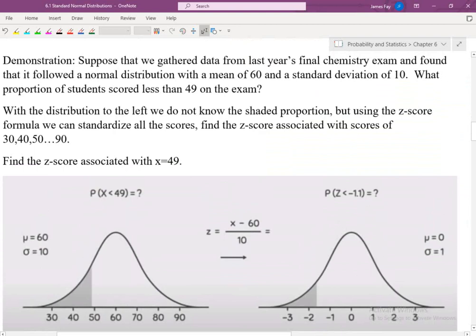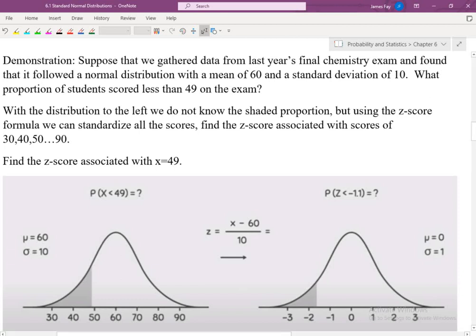Suppose that we gathered data from last year's final chemistry exam and found that it followed a normal distribution with a mean of 60 and standard deviation of 10. So we could do this for anything, no matter what you're collecting data on: measuring people's heights, measuring lengths of phone calls, measuring the distance that you or your peers travel to work, whatever. If you find that it follows a normal distribution, you can do what we're about to do.